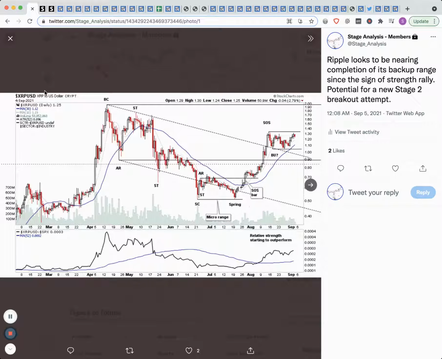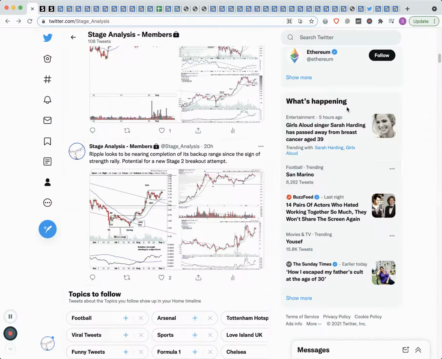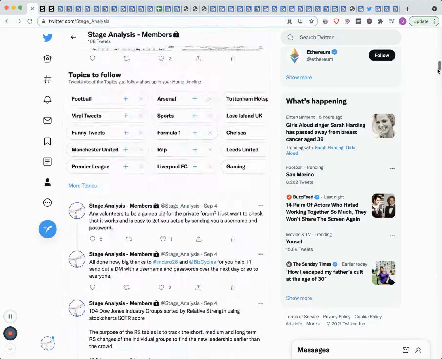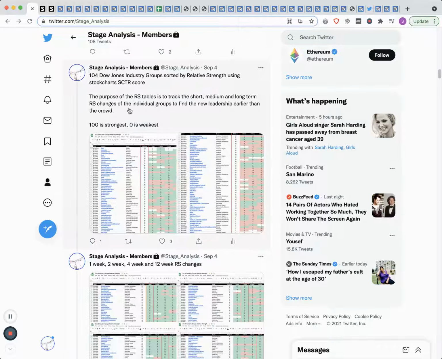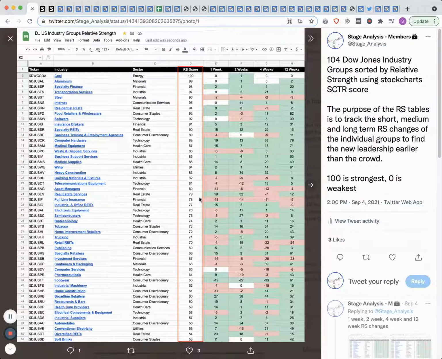So this is Ripple from the crypto with some Wyckoff markup on it. You've got a declining channel here. We've had a sign of strength rally, and it's potentially in the backup. So we're looking for a continuation move on that one. And similar in the other cryptos. And at the weekend, I do relative strength of all of the various industry groups, which you might have seen on my free Twitter feed.